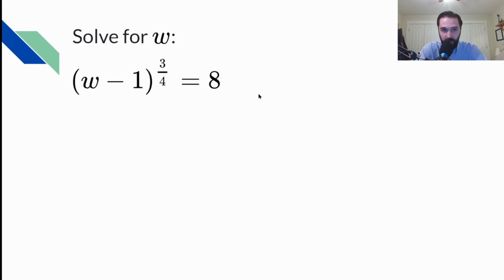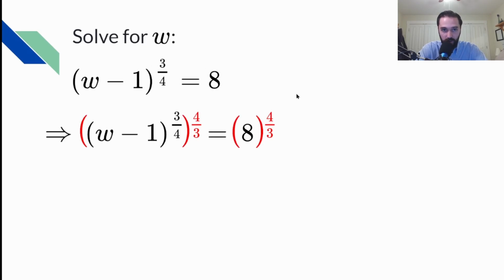The first thing we're going to do is get rid of this rational exponent. We're going to raise both sides to the 4/3 power. When we do that, on the left-hand side, this is a power on top of a power, so we multiply the powers, and 3/4 times 4/3 is equal to 1. Those are reciprocals of each other, so the product is just 1. That leaves us with w minus 1 to the 1 power, which is just w minus 1.